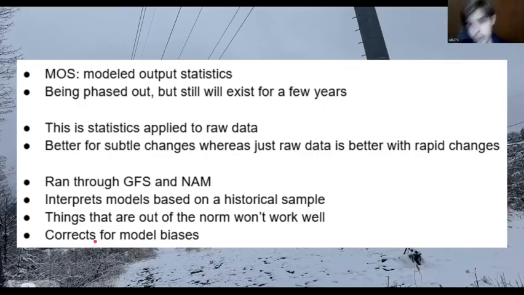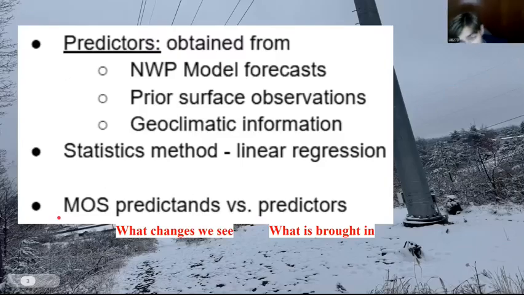Okay, so let's look at some of the predictors. The predictors are going to be the data that's brought in. The predictands are the changes that we'll see, or basically the data after the statistics are applied. We're going to get this data from the NWP model forecasts, prior surface observations, and geoclimatic information.